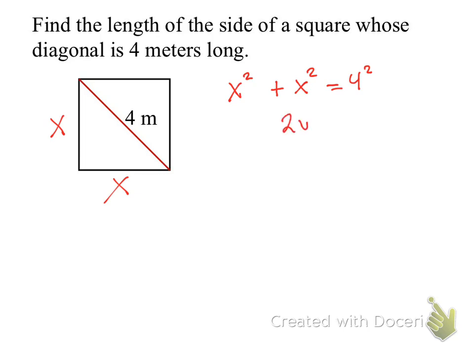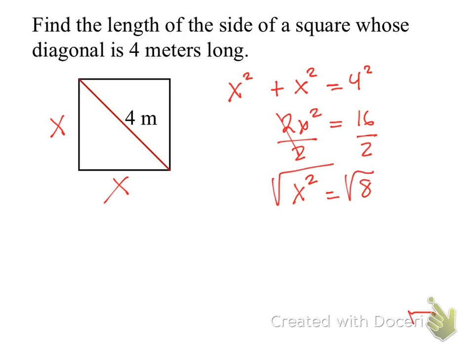2x squared equals 16. Divide by 2. This would be a good one to write down. And we get x squared equals 8. Now what? Find the square root of both sides, and we get x is equal to, break down 8 into 2 radical 2. Good.